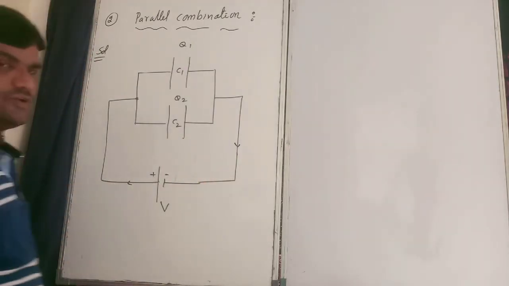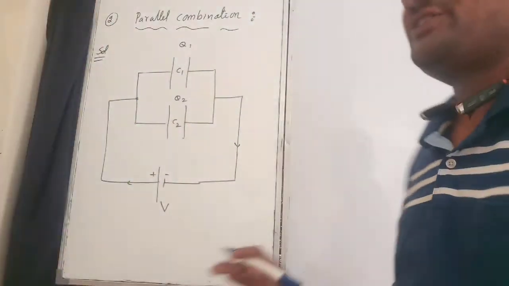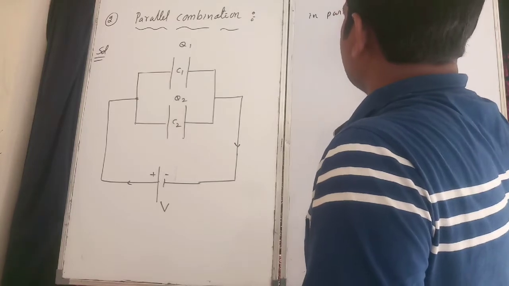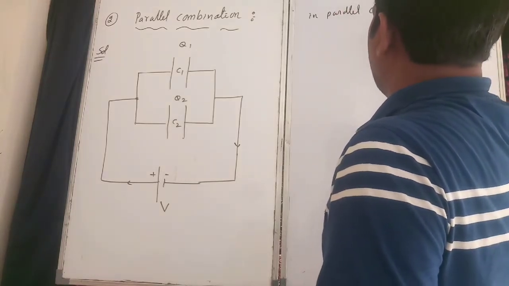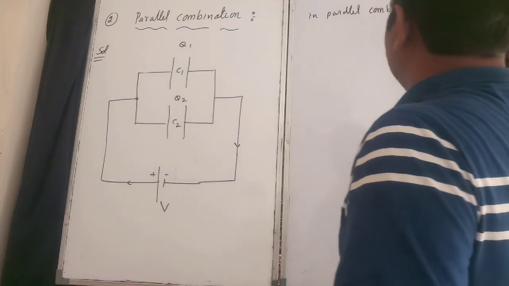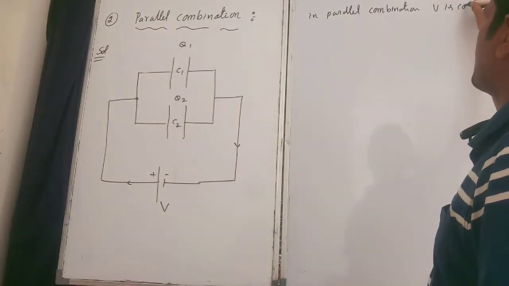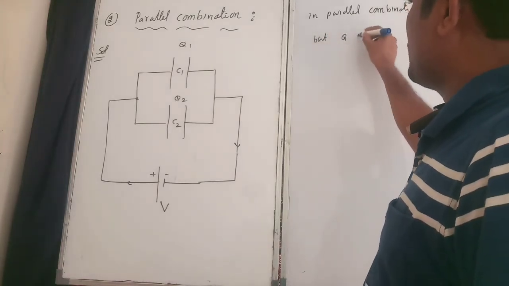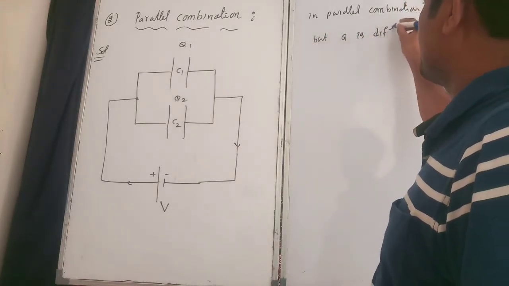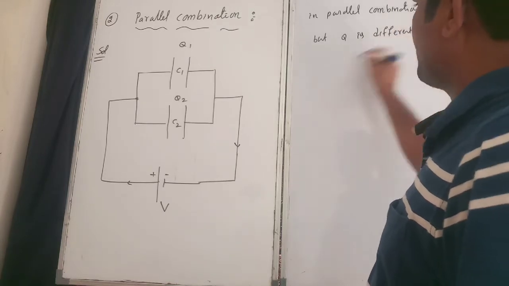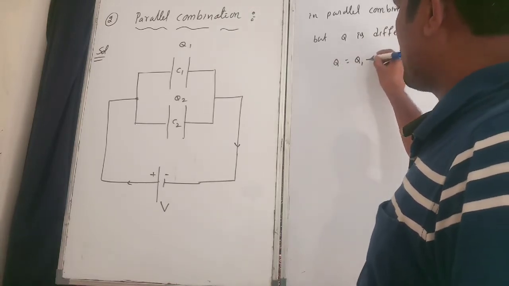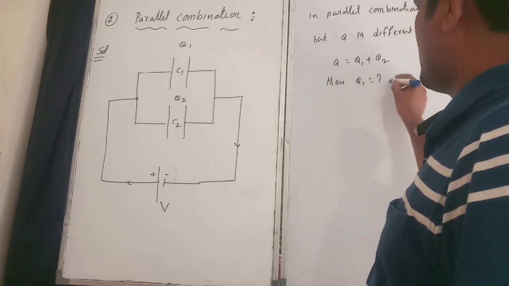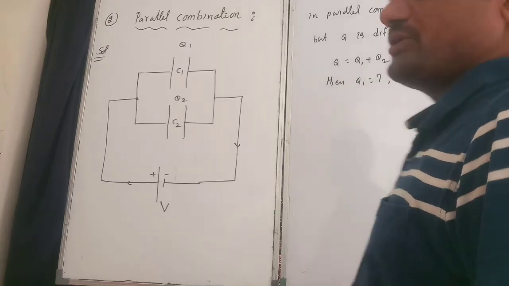Alright. So in parallel combination, V is constant, the same, but Q is different. Therefore, Q is equal to Q1 plus Q2. Then Q1 is equal to how much? Q2 is equal to how much?